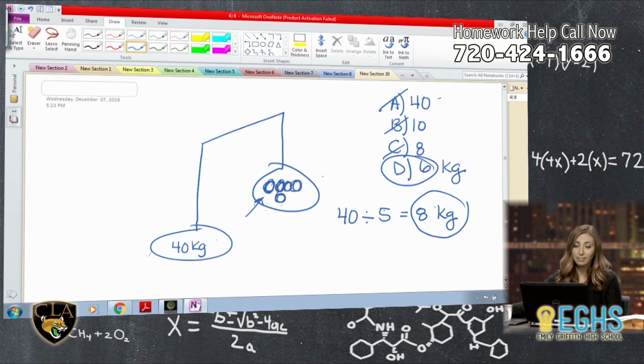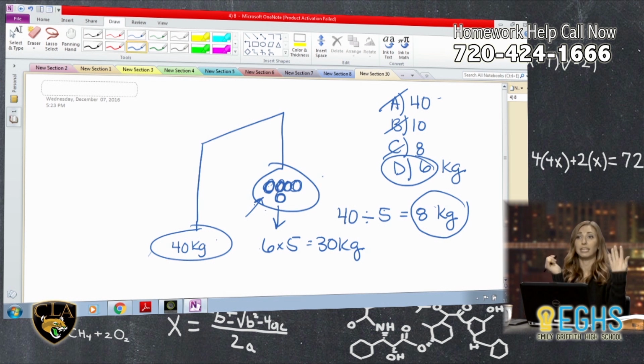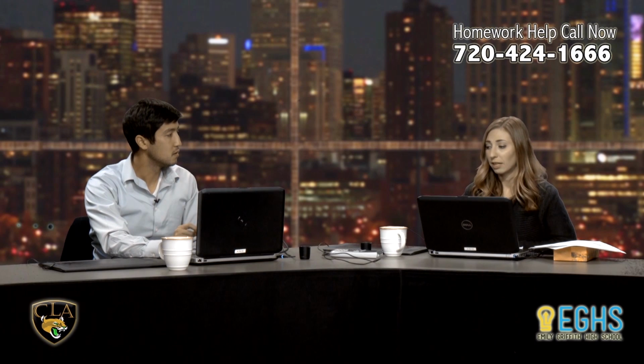We could also check this by doing 6 times 5 to see that this total weight here would be 30 kilograms. 6 kilograms times the 5 cans would give me 30 kilograms. Yep, that's lighter than 40 kilograms. It checks out. So that was kind of a quick answer. I hope I didn't forget anything.